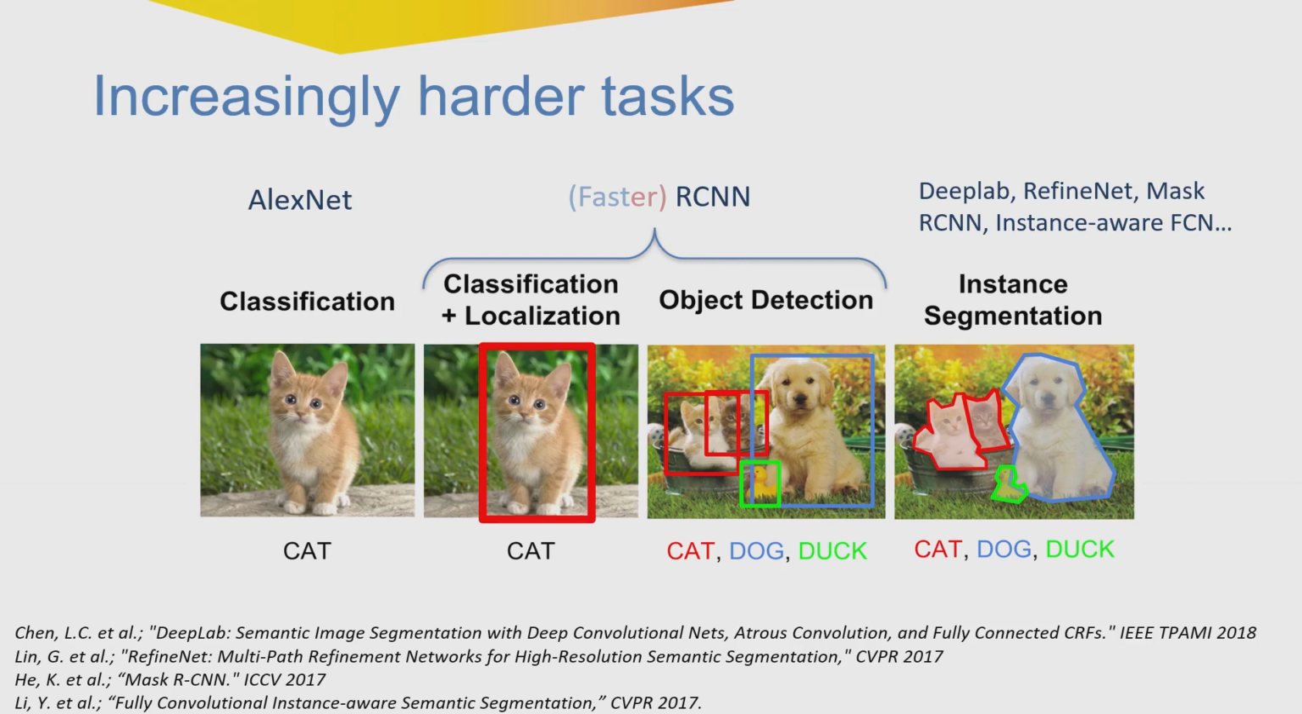There is also the difference between semantic segmentation, which gives the category itself, and instance segmentation, where I want to differentiate the two cats here, for example.